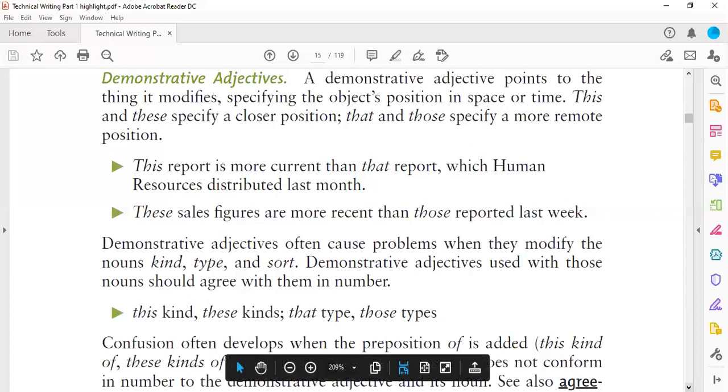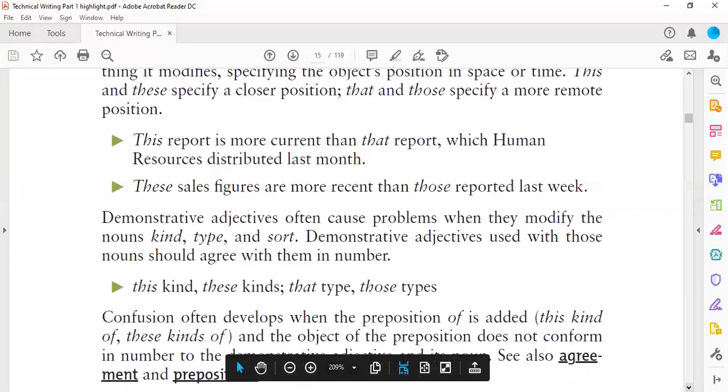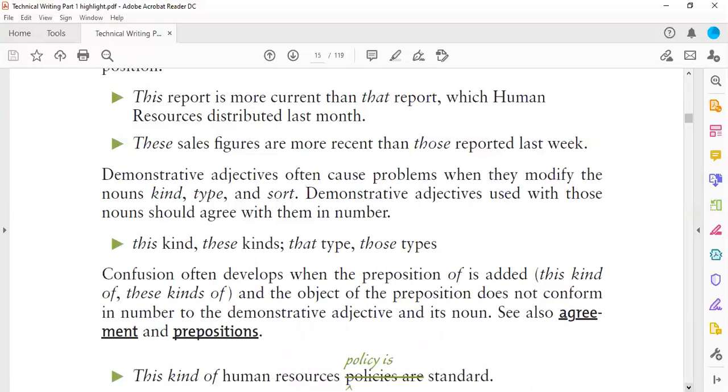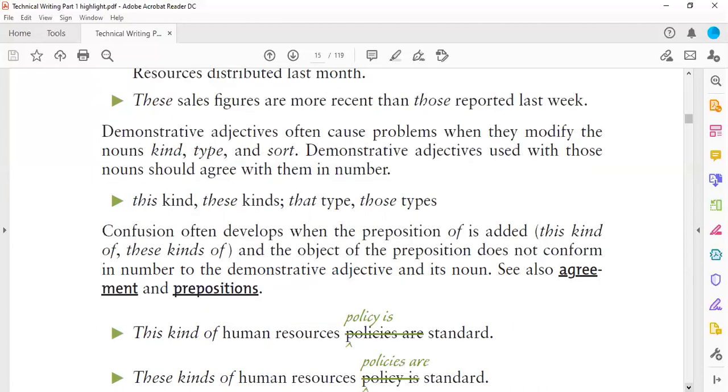Confusion often develops when the preposition of is added. For example, this kind of, or these kind of. Okay. And the object of the preposition does not conform in number to the demonstrative adjective and its noun. See also agreement and positions. Look at the example here. This kind of human resources policy is standard, okay? And these kinds of human resources policies are standard.